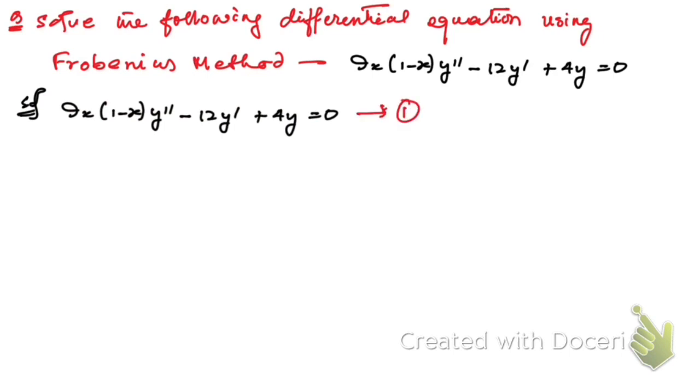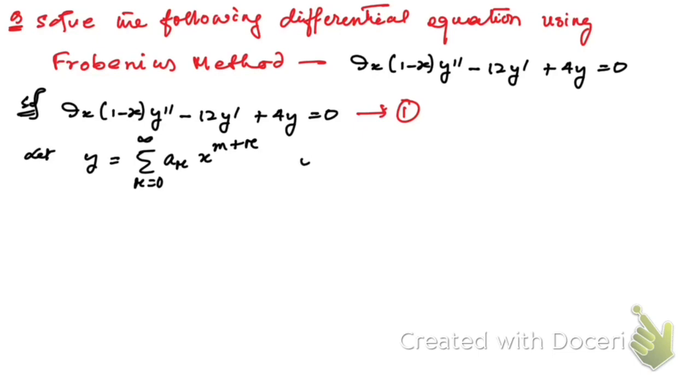As the method is already mentioned here, we are not going to check whether x equal to 0 is a regular singular point or not. We don't need to check that if it is already mentioned in the equation to use the Frobenius method. So in that case, we're going to take the solution y equal to summation r equal to 0 to infinity a_r x to the power m plus r, right?